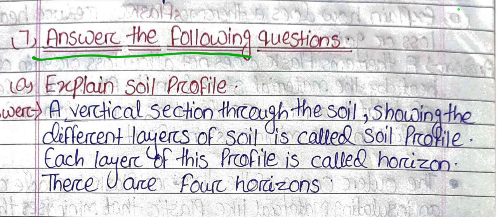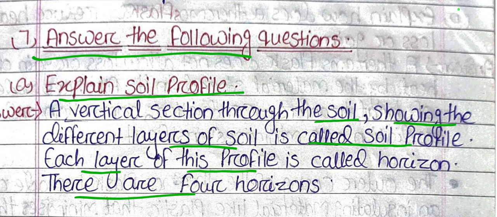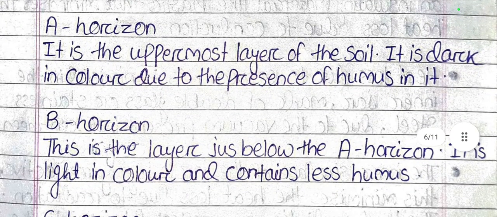Then question number 7. Answer the following questions. Explain soil profile. A vertical section through the soil showing the different layers of soil is called soil profile. Each layer of this profile is called a horizon. There are 4 horizons. The A horizon, the first horizon, is the uppermost layer of the soil. It is dark in color due to the presence of humus in it.